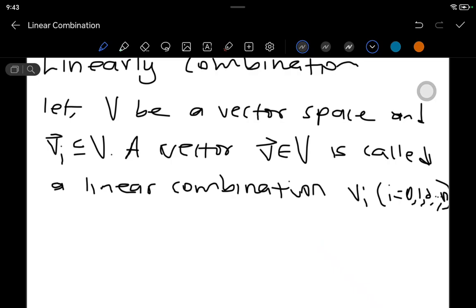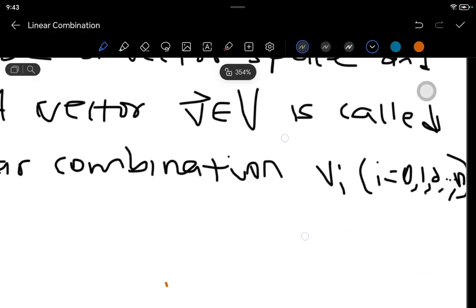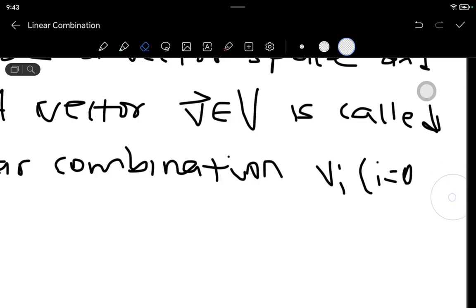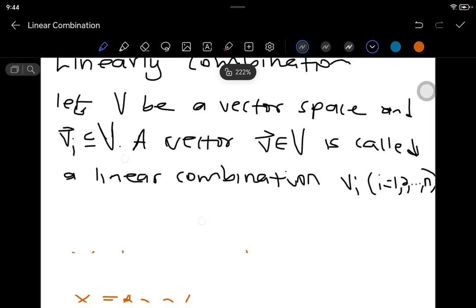So we're saying that if we let V be a vector space and Vi be a subset of V, meaning that we're taking more than one, we can take 1, 2, and so on. Actually, let me start from 1, because usually we don't have a V0. We always start from V1 and so on up until n. So a vector V, an element of V, is called a linear combination of those vectors.